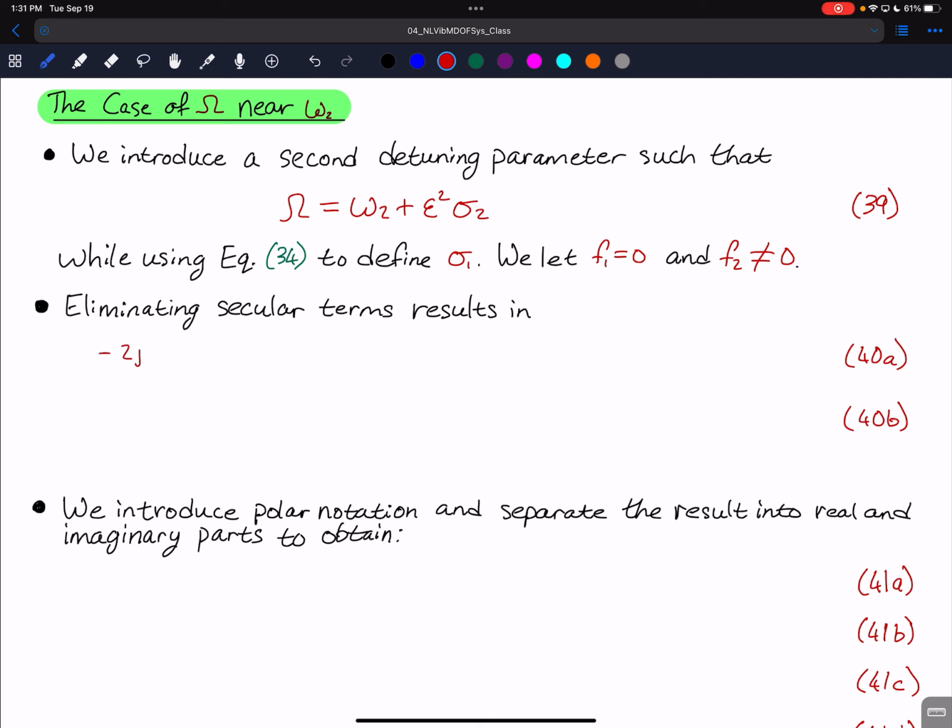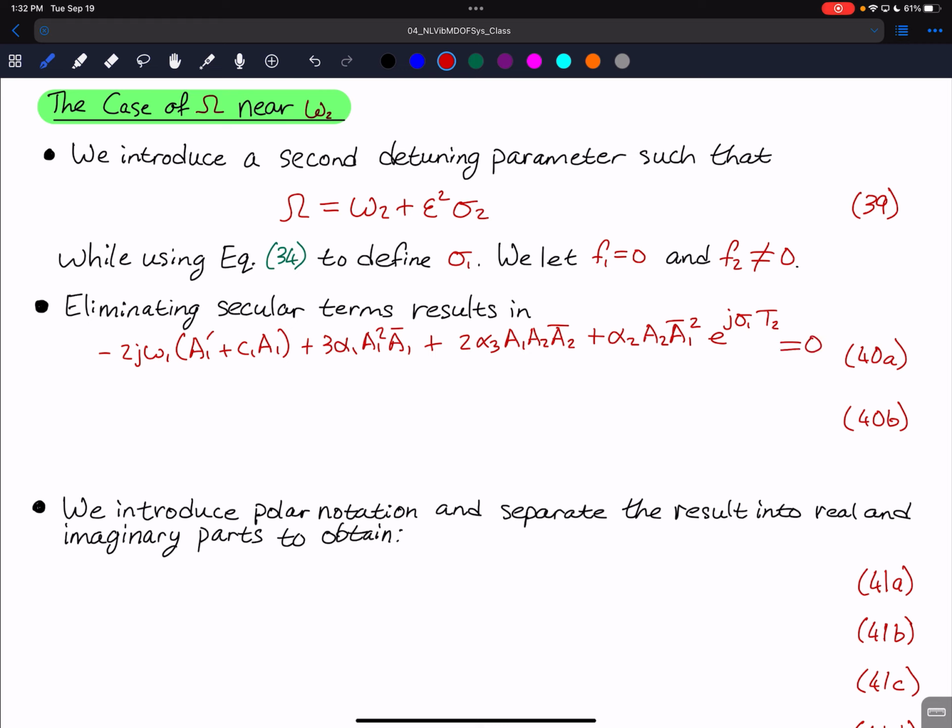First, we'll get minus 2j omega 1 times the quantity a1 prime plus c1 a1 plus 3 alpha 1 a1 squared a1 bar plus 2 alpha 3 times a1 a2 a2 bar plus alpha 2 a2 a1 bar squared times e to the j sigma 1 t2. All of that's equal to 0.